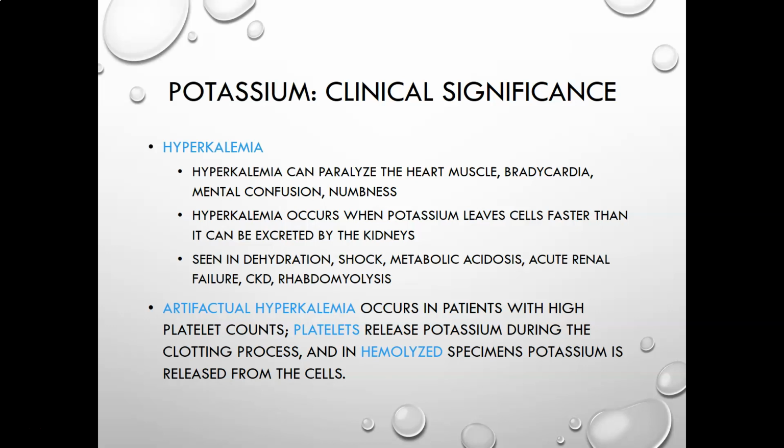So hyperkalemia, or a high level of blood potassium. One of the consequences of hyperkalemia is that it can paralyze the heart muscle, cause bradycardia, so a very slow heart rate, mental confusion, and numbness. On a side note, lethal injections are an overdose of potassium. Hypokalemia in homeostasis will occur when potassium leaves the cells faster than it can be excreted by the kidneys. It is seen in conditions such as dehydration, shock, metabolic acidosis, acute renal failure, chronic kidney disease, and rhabdomyolysis.